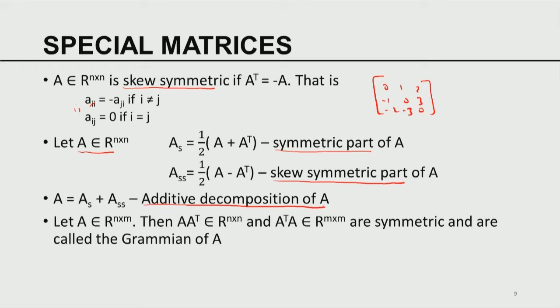Every general matrix can be expressed as a sum of a symmetric matrix consisting of a symmetric part and a skew symmetric matrix consisting of a skew symmetric part.